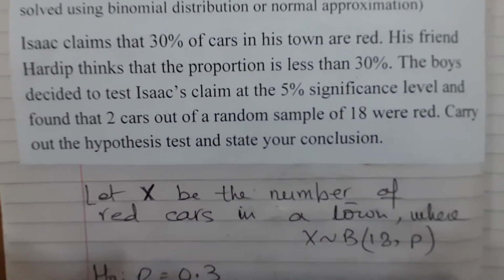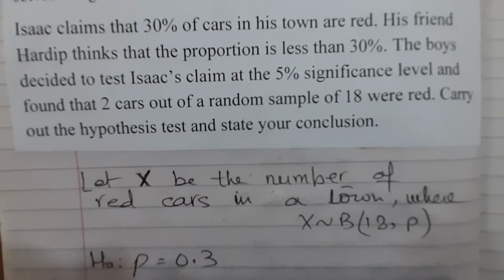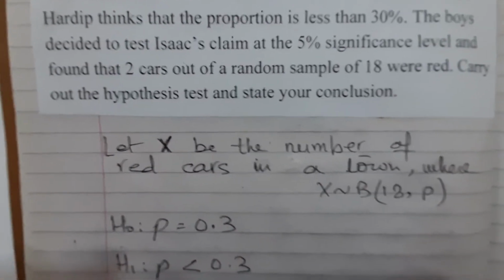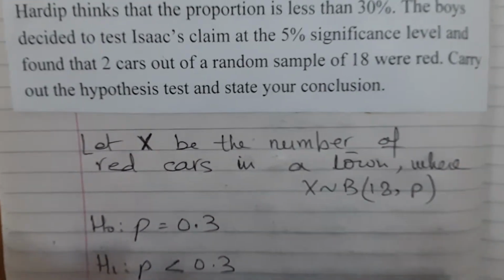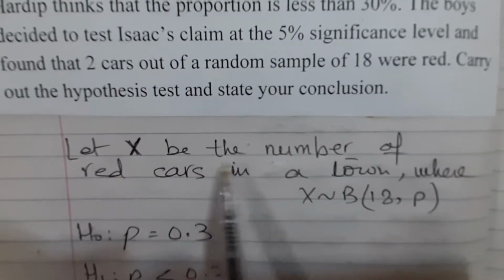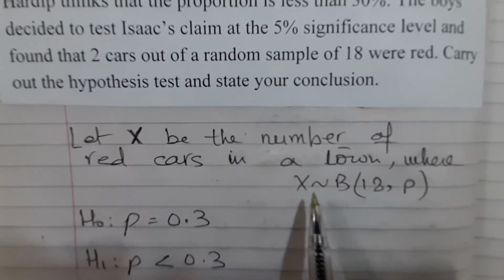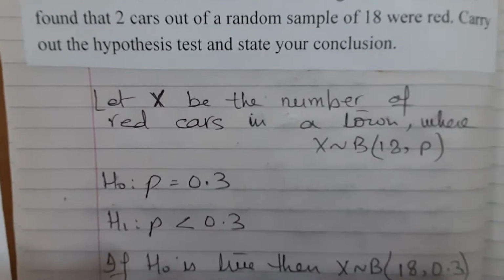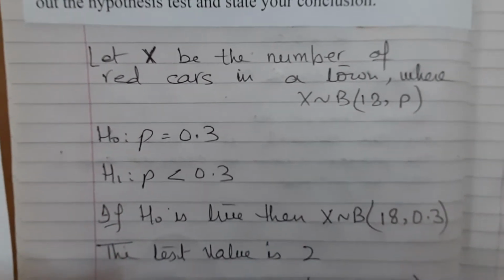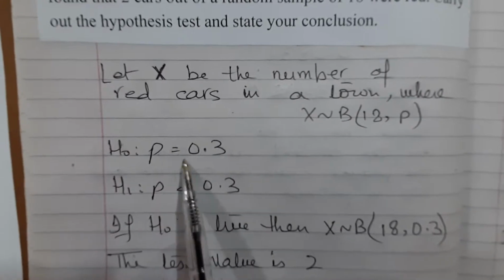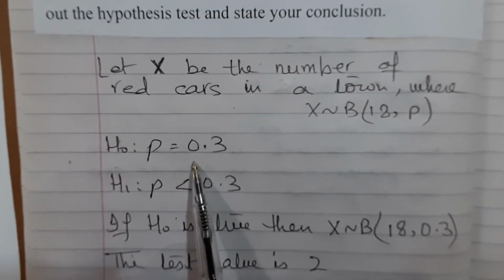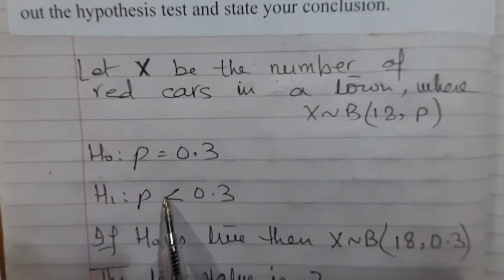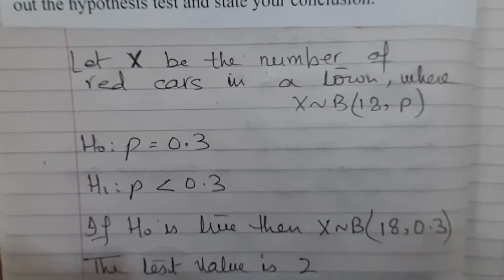Again, like I said in the previous video, there are 7 steps we must mention in each question when we are applying a hypothesis test. So first is about the variable. Let X be the number of red cars in the town, where X is binomial distribution 18, p. Then after that you describe your null hypothesis and alternative hypothesis. Null hypothesis is p equals 0.3, but his friend says that it is less. So the alternative hypothesis is p less than 0.3. So we have described that.